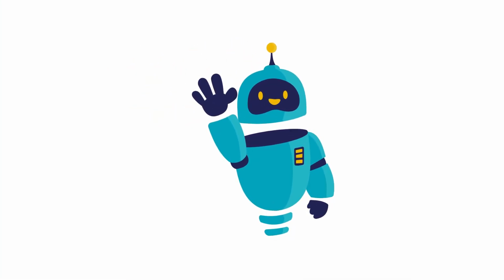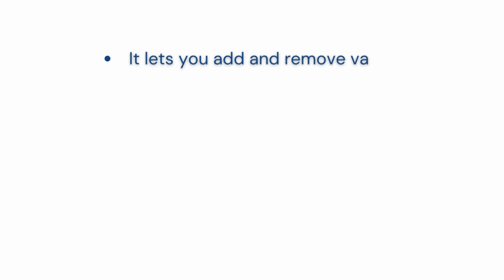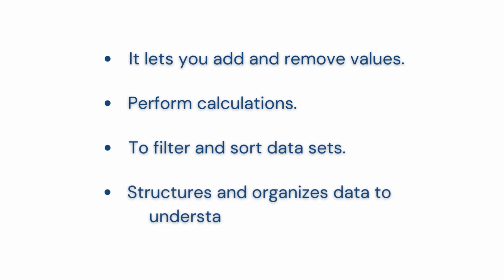In this session we will learn what are pivot tables. So let's get started. Pivot table is a functionality in Excel which helps you organize and analyze data. It lets you add and remove values, perform calculations, and filter and sort data sets. It helps you to structure and organize data to understand large data sets. Data should be in tabular format.